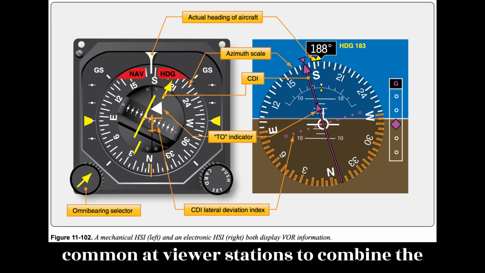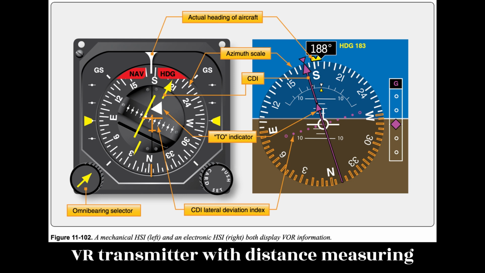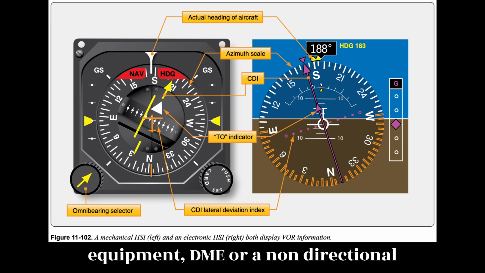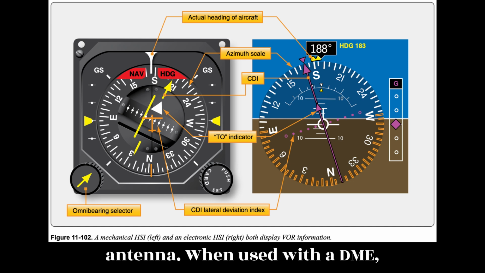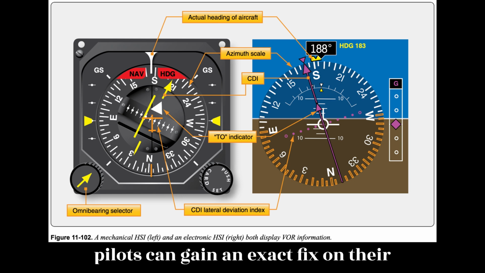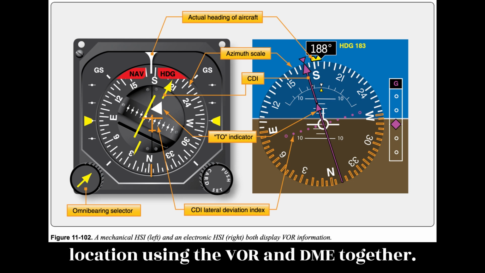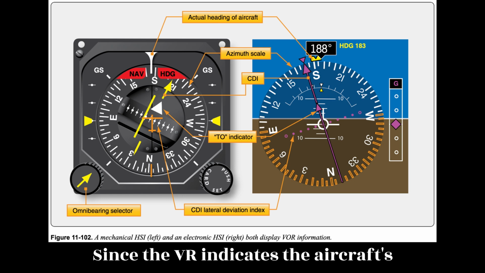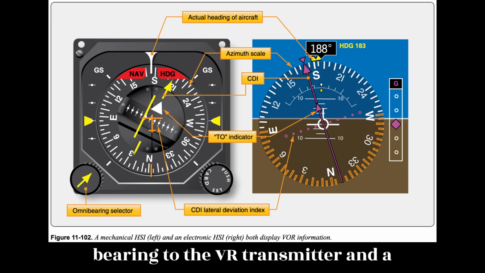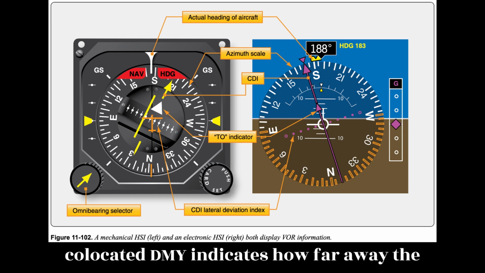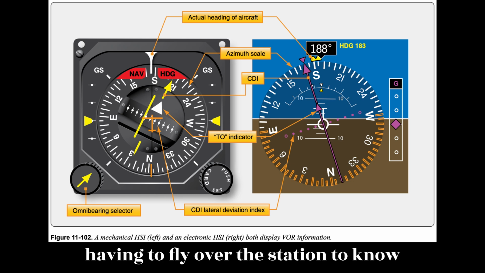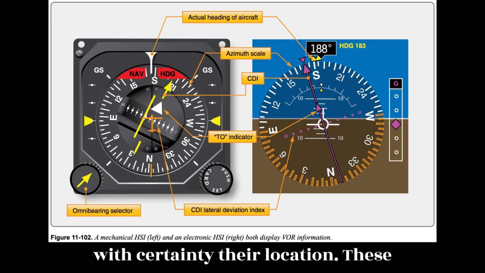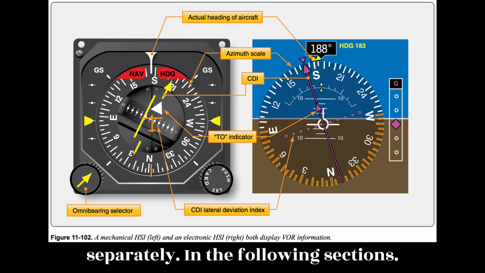It is common at VOR stations to combine the VOR transmitter with distance measuring equipment (DME) or a non-directional beacon (NDB), such as an ADF transmitter and antenna. When used with a DME, pilots can gain an exact fix on their location using the VOR and DME together. Since the VOR indicates the aircraft's bearing to the VOR transmitter and a co-located DME indicates how far away the station is, this relieves the pilot from having to fly over the station to know with certainty their location. These navigational aids are discussed separately in the following sections.